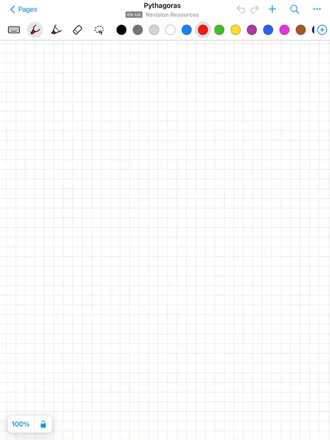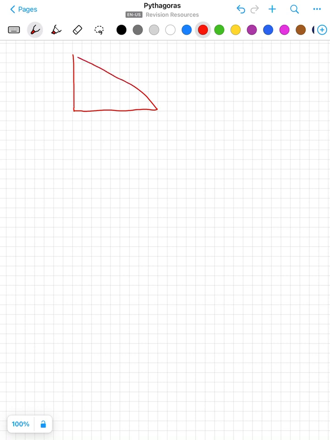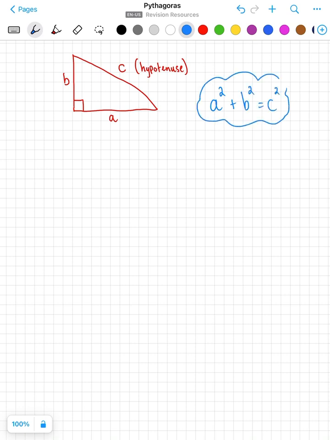In this tutorial we are looking at Pythagoras. Now Pythagoras' theorem only applies to right angle triangles, where we call A and B the two sides of our triangle that are not the hypotenuse. It's always important that C is labelled as the hypotenuse, which is the side opposite your 90-degree angle. Now Pythagoras' theorem is a squared plus b squared is equal to c squared.